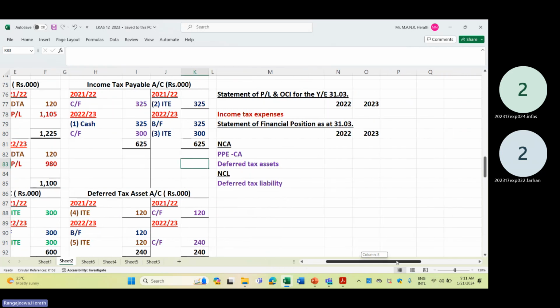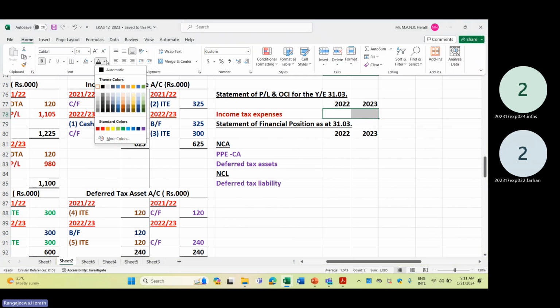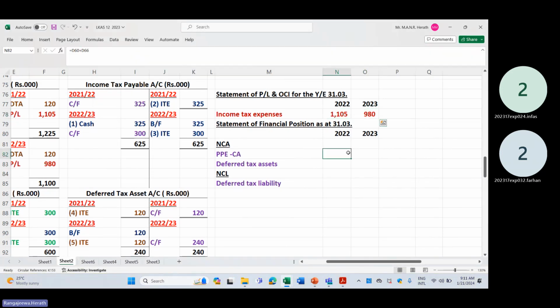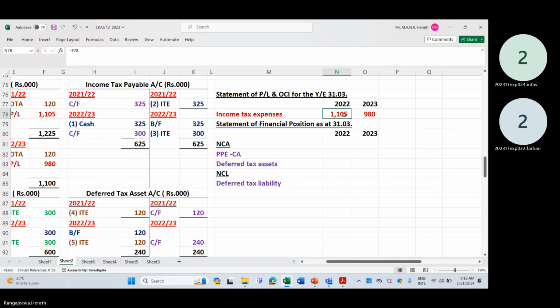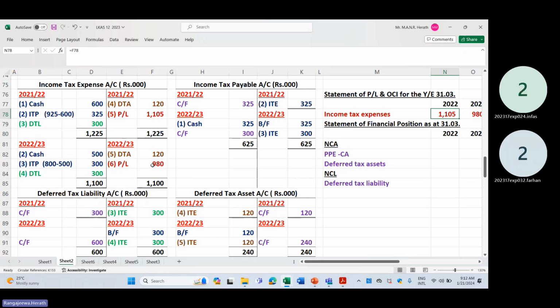So we can show the financial statement extract, the first year and second year income tax expense. First year tax expense 1,105. So you can see that what we charge to PNL is not the total tax paid to the inland revenue. Actual payment in the first year is 300 plus 600 plus 325, 925. But we charge to PNL 1,105. That is because of the deferred tax adjustment. Secondly, actual payment 800, but we are charging 980. Right?